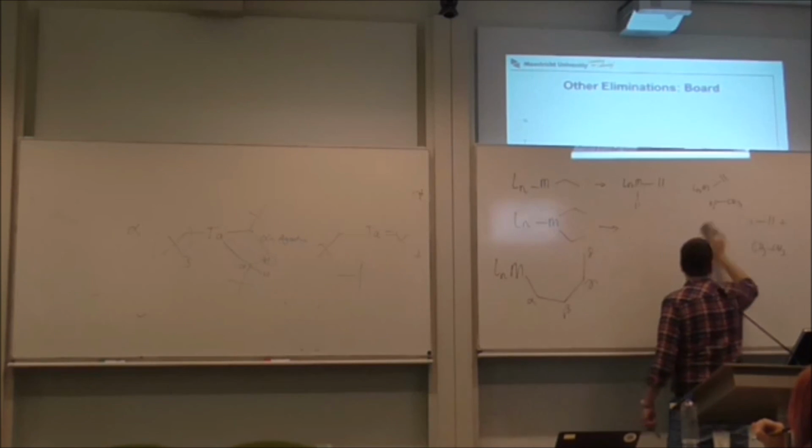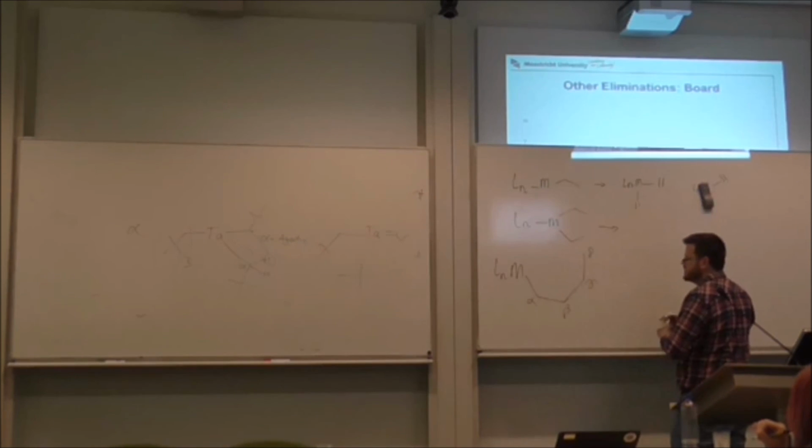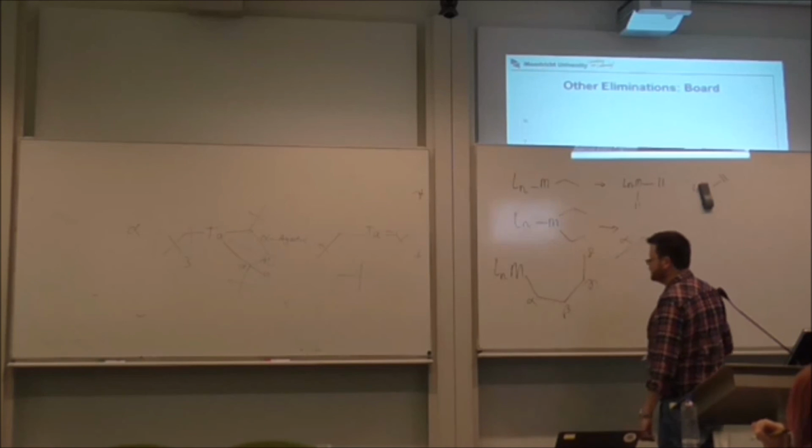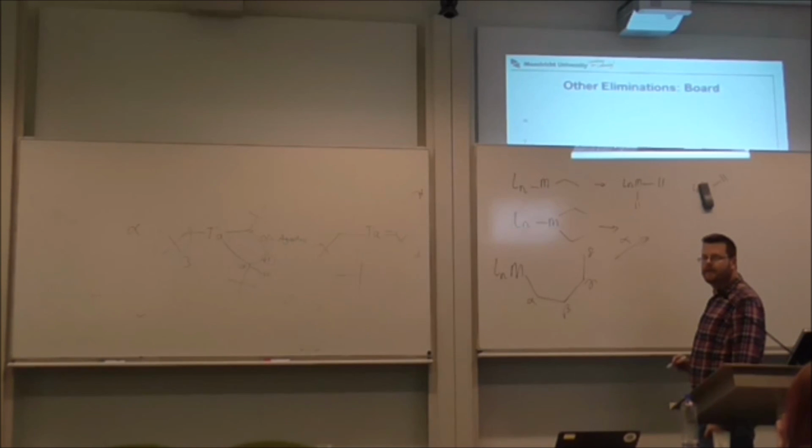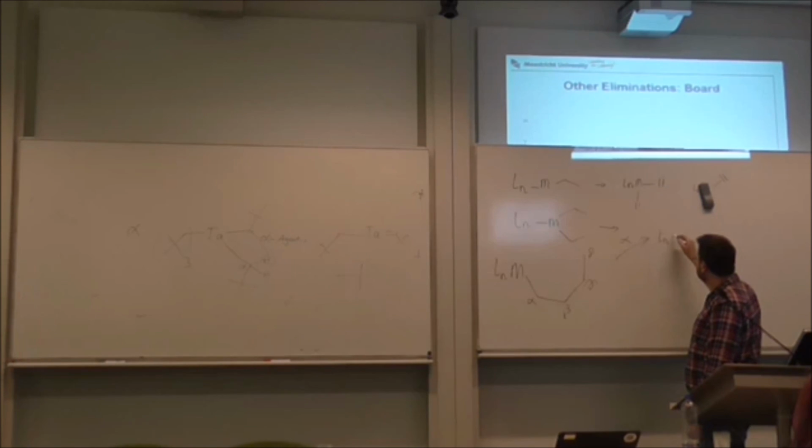If we have an alpha elimination, what's the product going to be for this ring system? Alpha elimination will give the H, CH3, CH2, CH2, CH2, H and then the alkene. You just get a butyl alkene, right? No, you get a carbene.